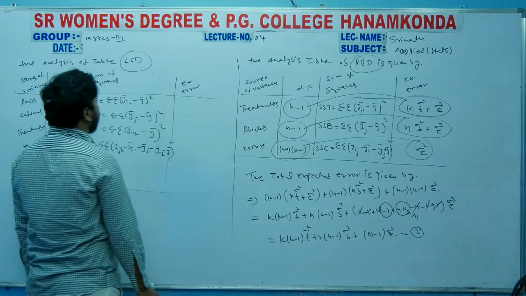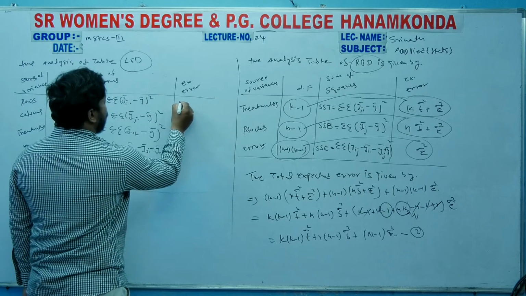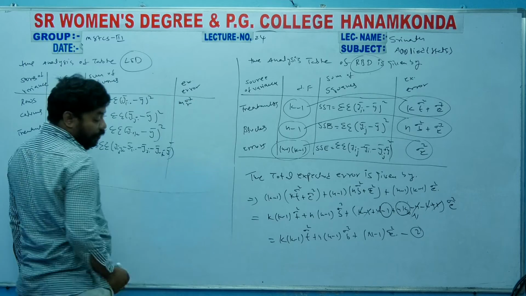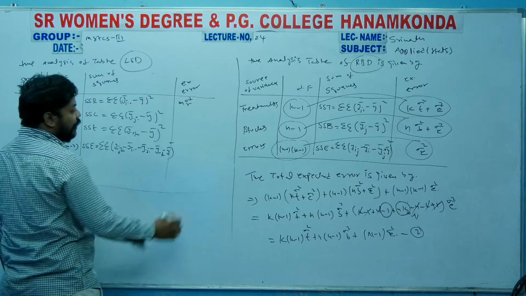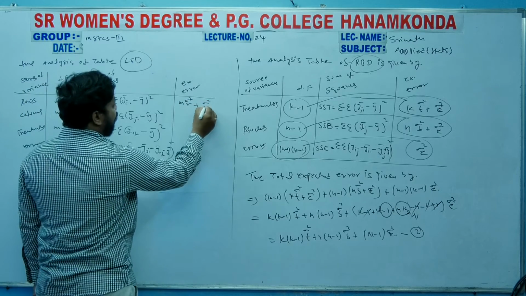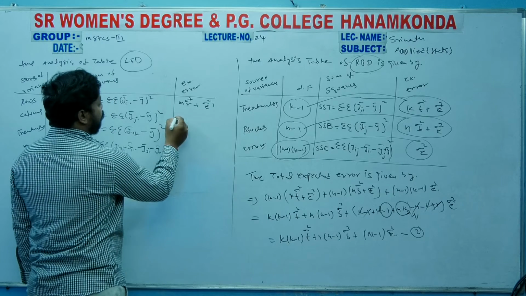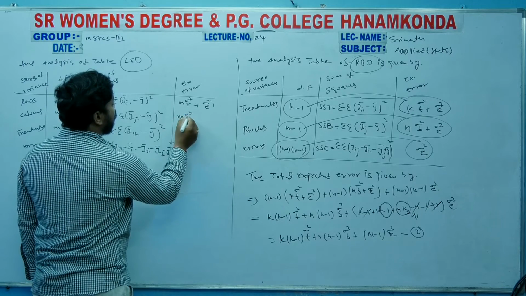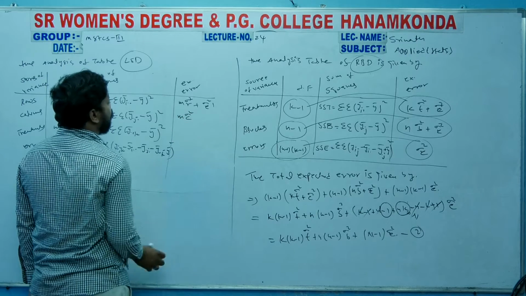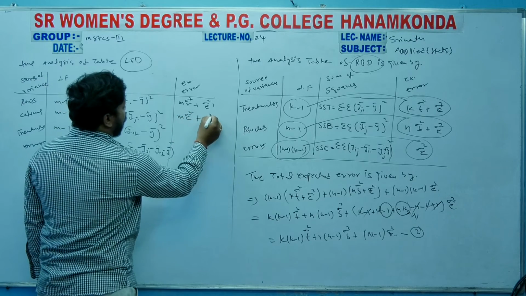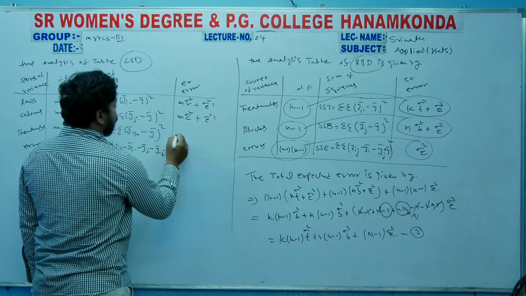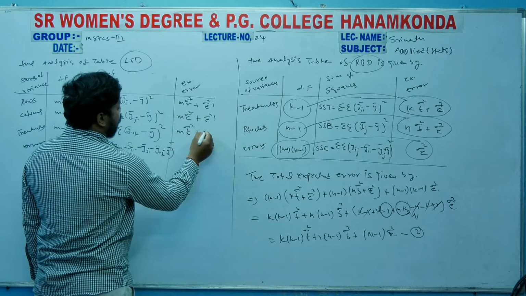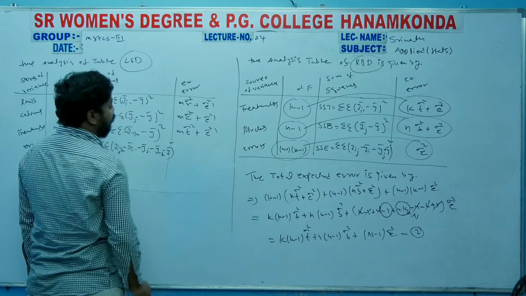And the expected error is m into variance of R plus variance of E dash, and m into variance of column C plus variance of E dash, and m into variance of T plus variance of E dash, and variance of E dash.